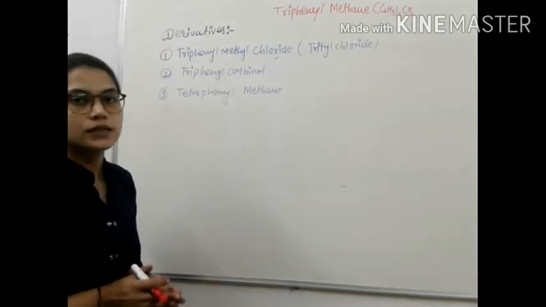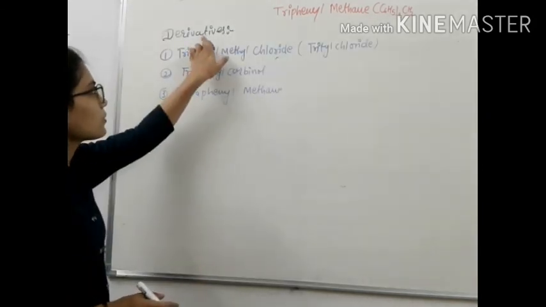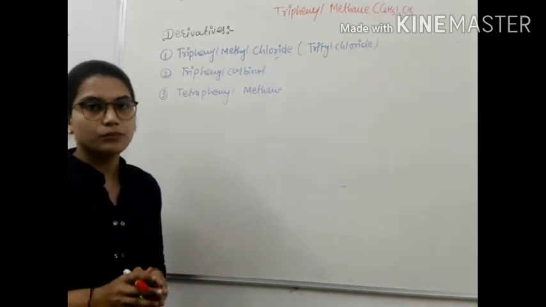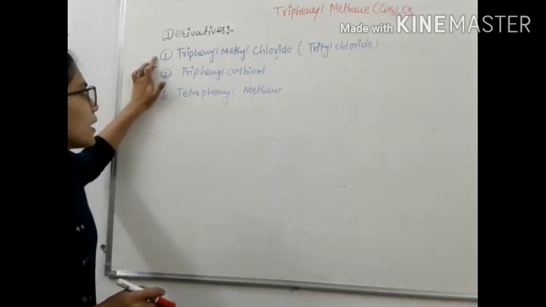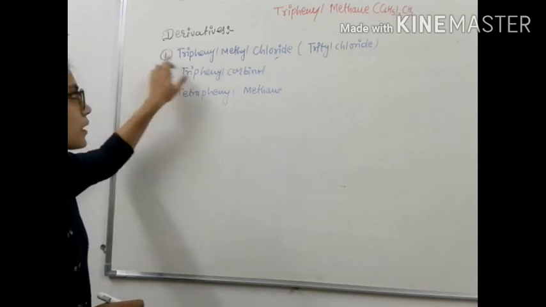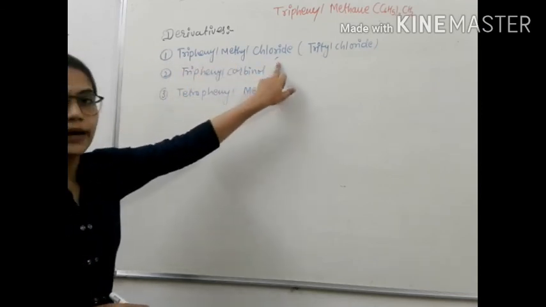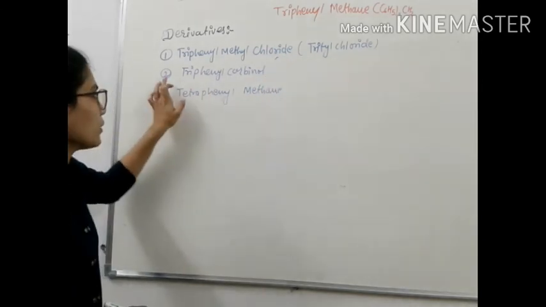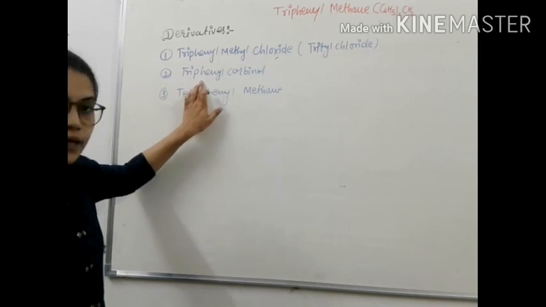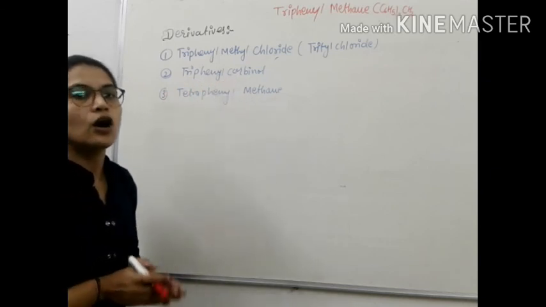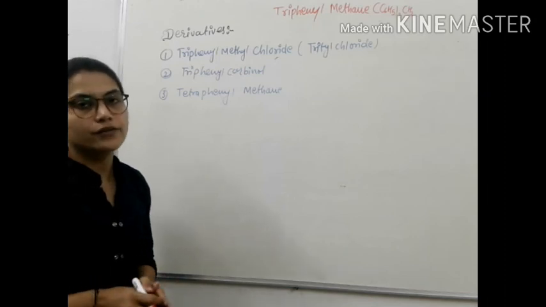Now discuss the derivatives. Triphenyl methane derivatives are prepared by synthetic methods. There are three derivatives of triphenyl methane. The first is triphenylmethyl chloride, trityl chloride. The second is triphenyl carbinol, and the third is tetraphenyl methane. These are all the derivatives of triphenyl methane.